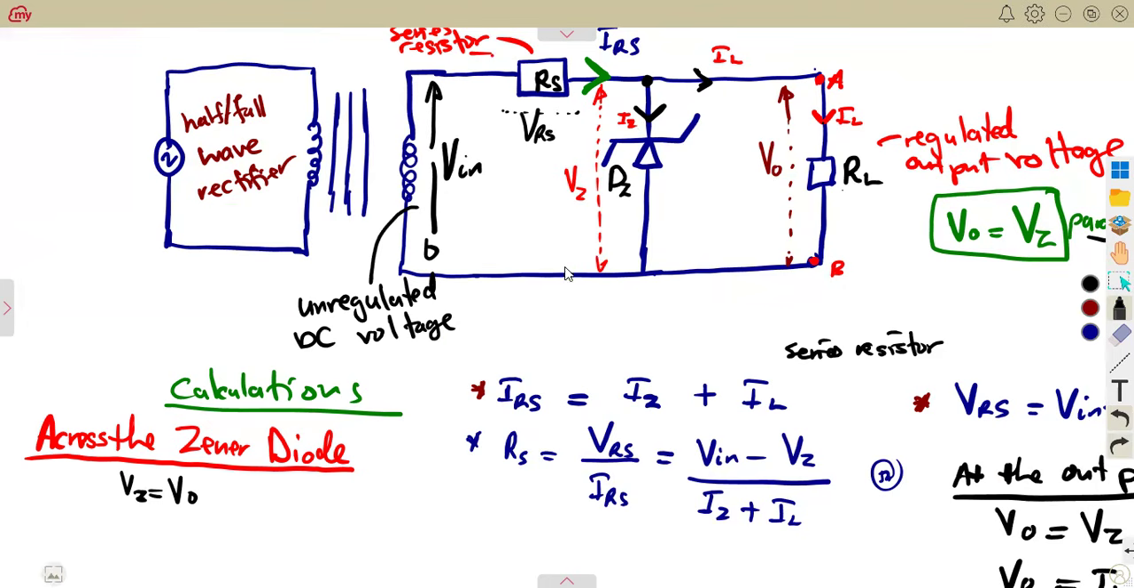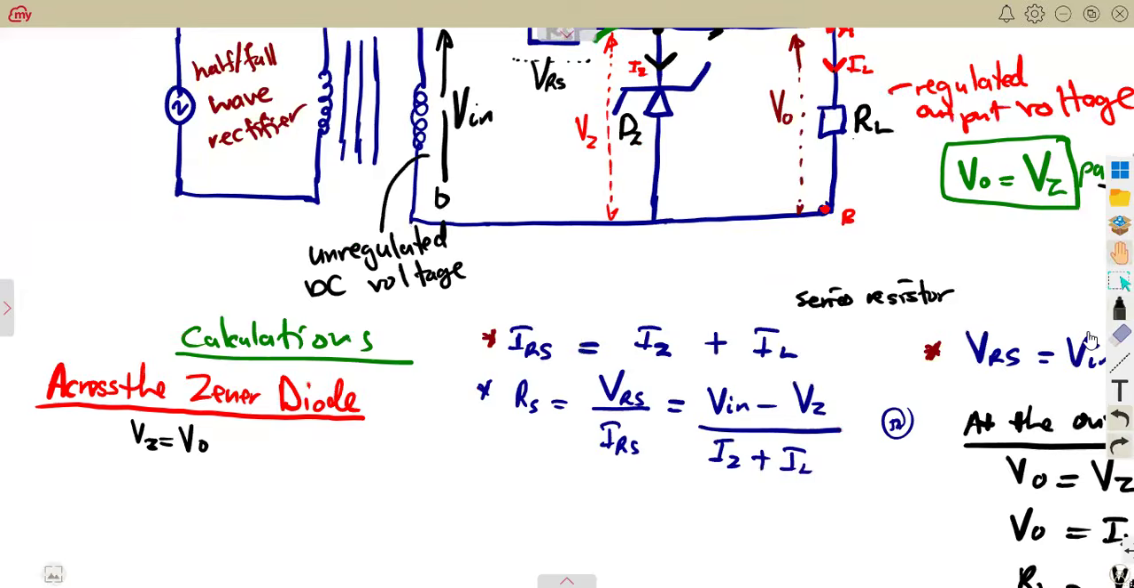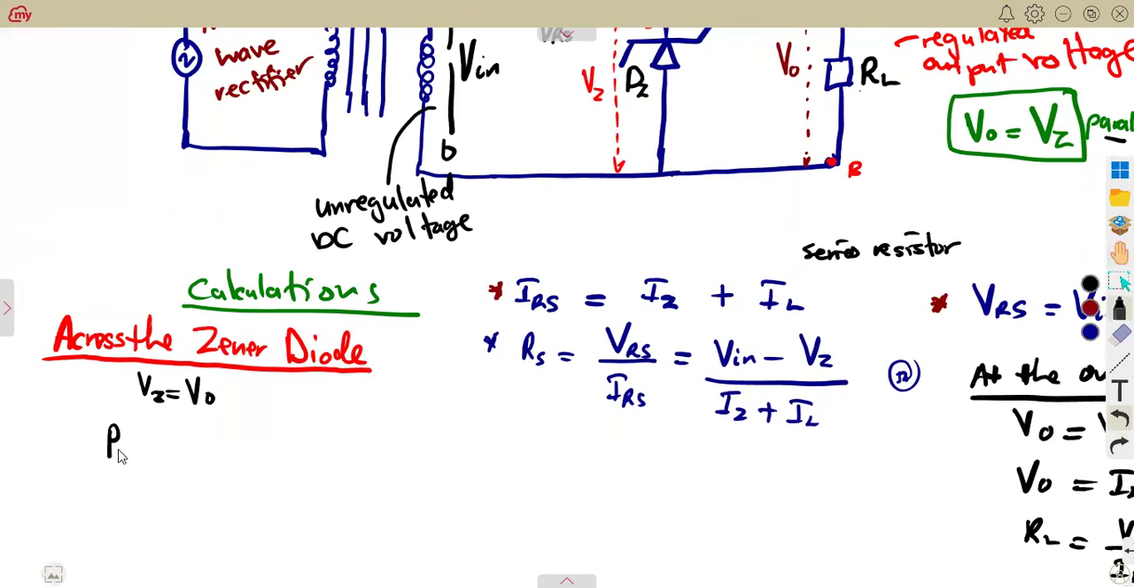Sometimes you're given the power. So if you are given the power across the Zener diode, that power is equivalent to the maximum current times the voltage across the Zener diode. That's the current across the Zener diode, this one, which is simply equivalent to IZ times VZ. So from there, they can ask you to calculate the maximum current. So it's simply going to be power over voltage. That's how you get the current.